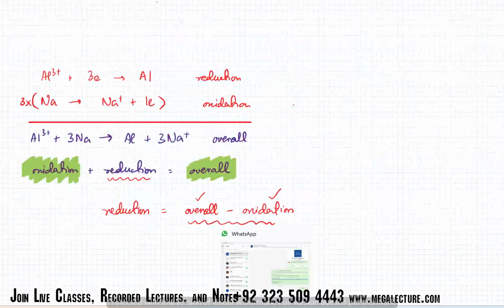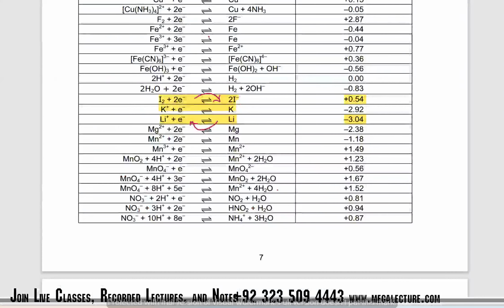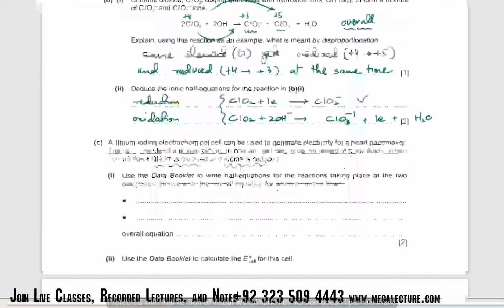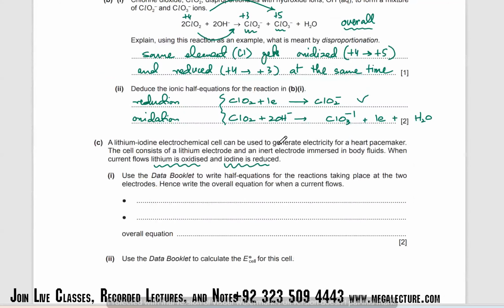So, the question. Lithium got oxidized. Lithium lost electrons, one electron specifically: lithium to lithium +1. And the other one, iodine, gained electrons.